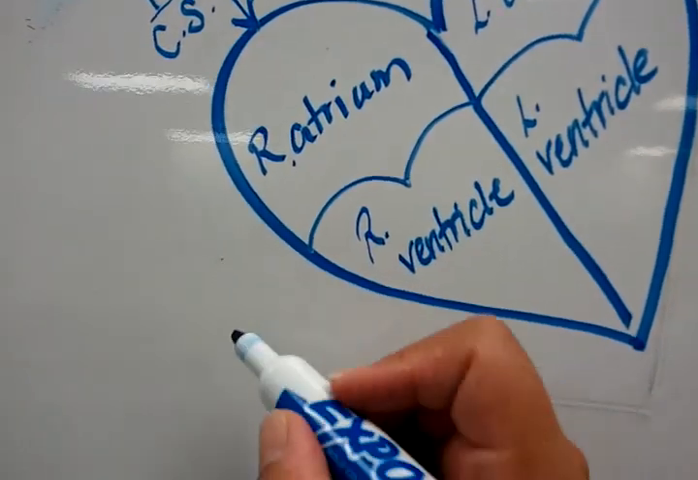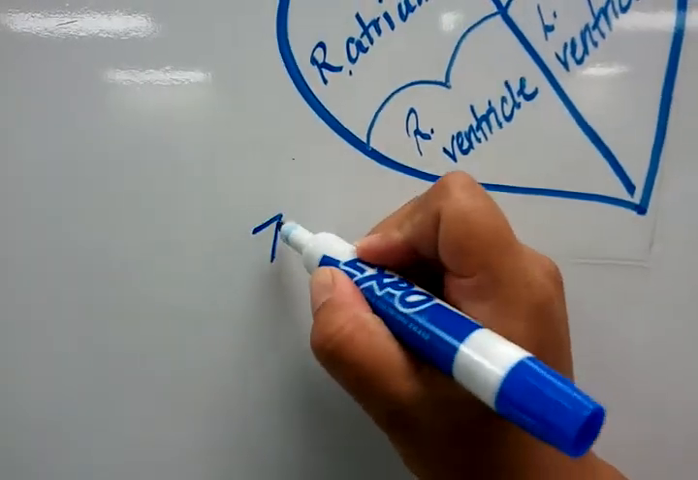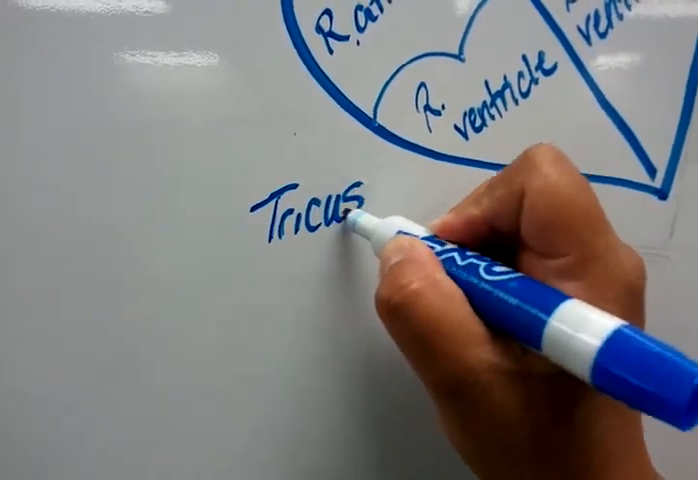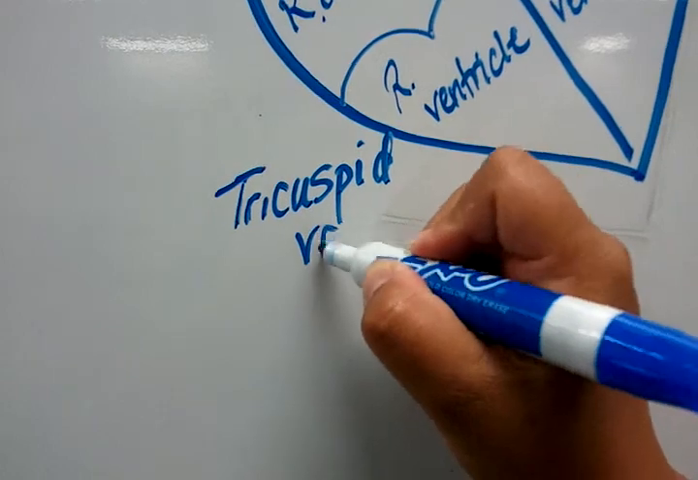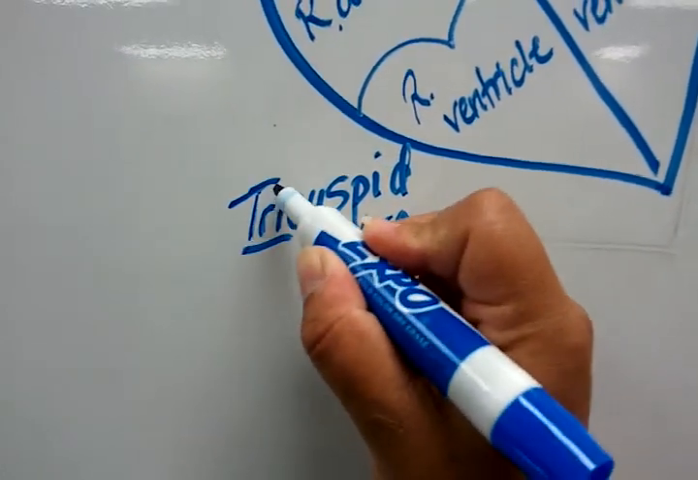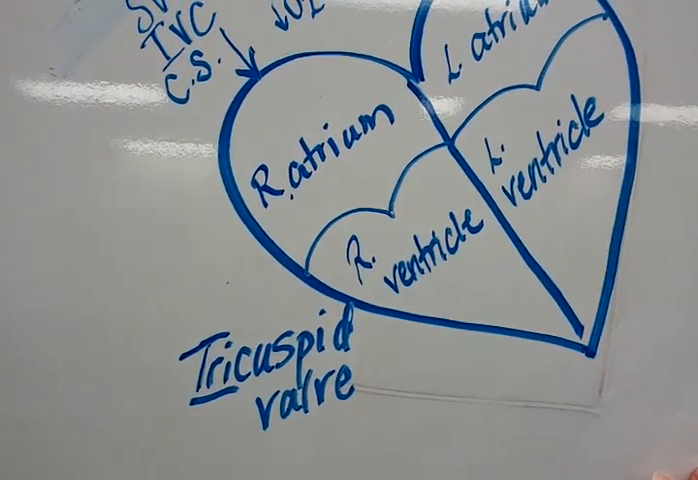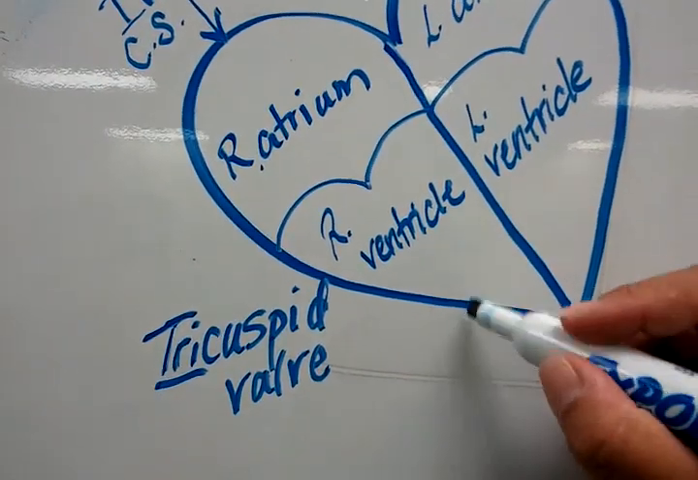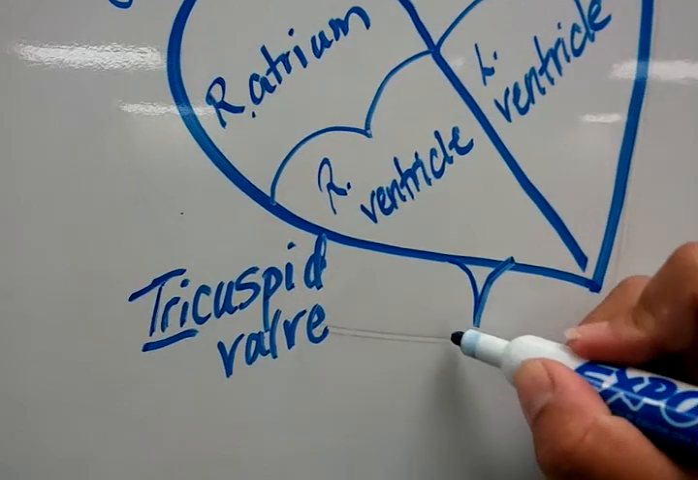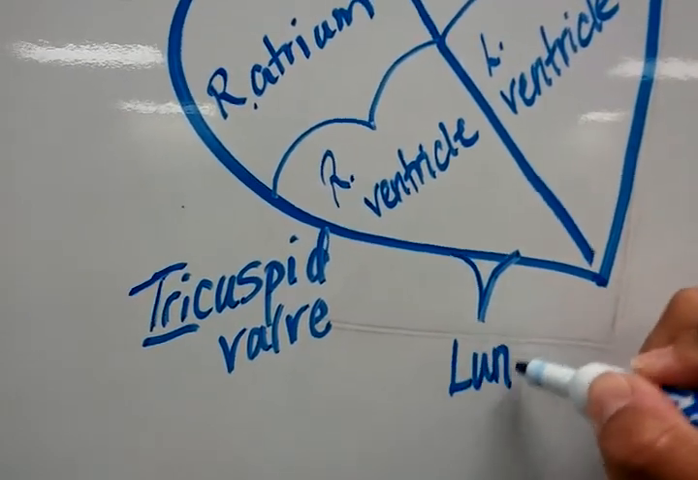This valve right here is our tricuspid valve. And I always remember, you try to be right. So our tricuspid valve's on the right side of our body. You try to be right. And then the blood comes out, and this blood is going to go to our lungs.